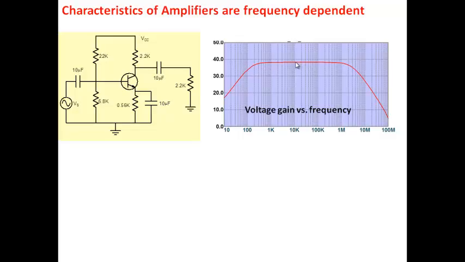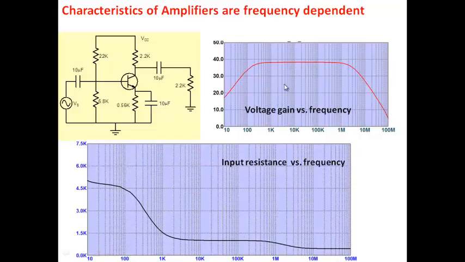Not just the voltage gain. If I look at input resistance, that also will be a function of frequency. For this amplifier, you can note that there's a region where it's varying with frequency, and then there's a region here which is independent, and then again it begins to vary with frequency here. So mid-band is a range where the amplifier's characteristics are insensitive to frequency.